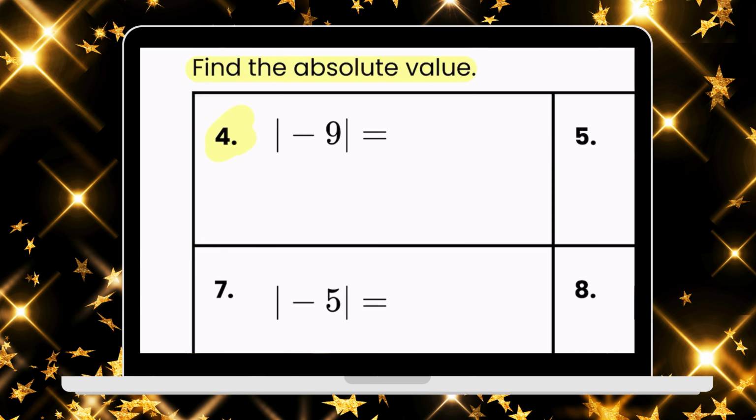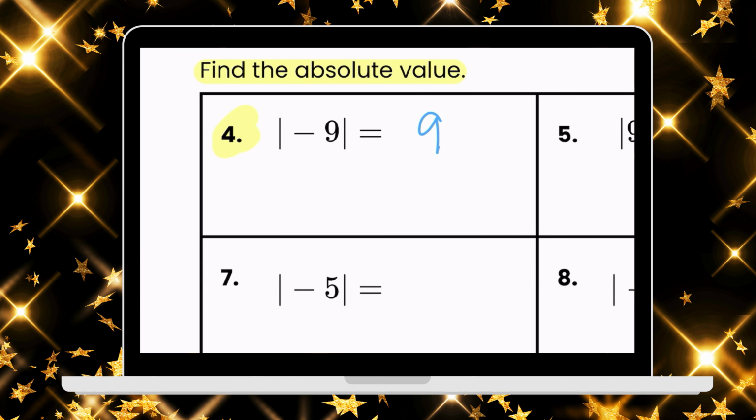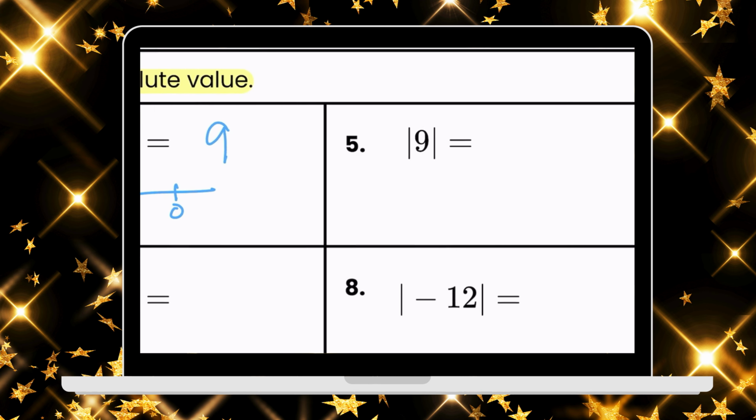Okay, let's look at number 4. We're finding the absolute value, and the absolute value of -9 is 9. It's always positive, and here's why. Let's look at the number line. So from 0, I need to go 9 spaces to the left at -9. Now I count that distance, 3, 4, 5, 6, 7, 8, 9. The distance from -9 to 0 is 9.